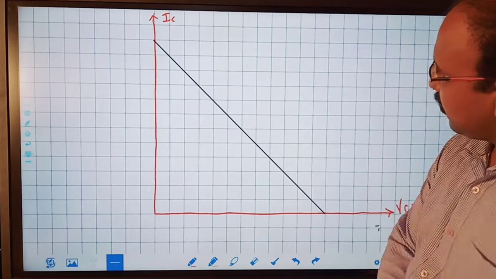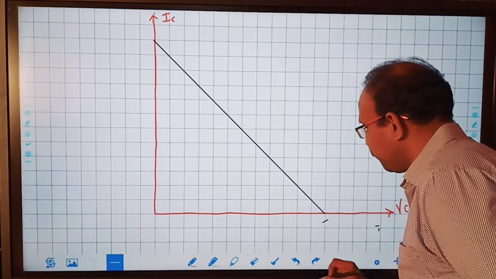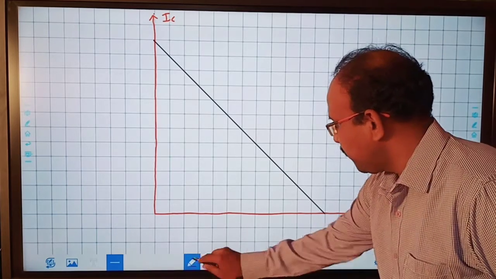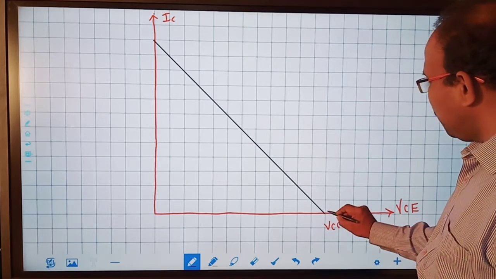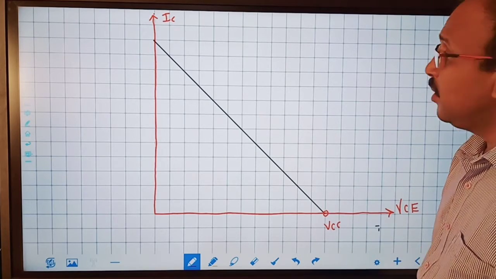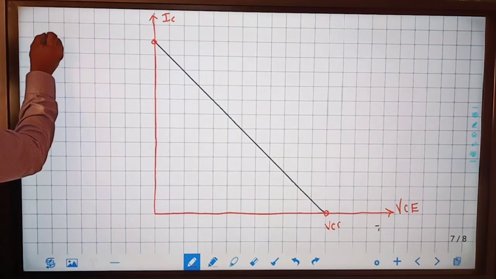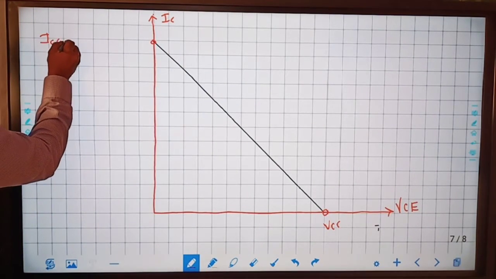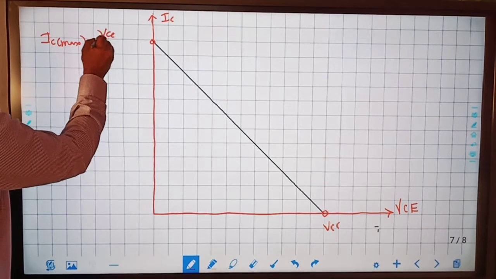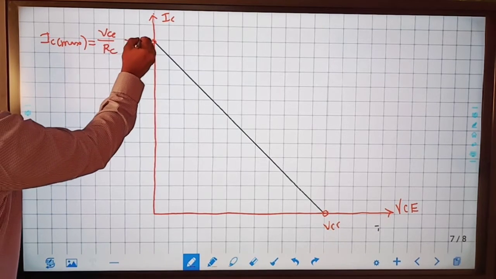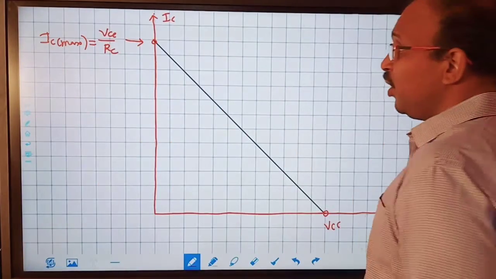Okay, so here what I can say, this is your VCC, because maximum VCE is what? It's a VCC. What is maximum IC? IC max is always equal to VCC by RC. This is IC max. Okay. Now what is the Q point? Q point we select at the center of this.